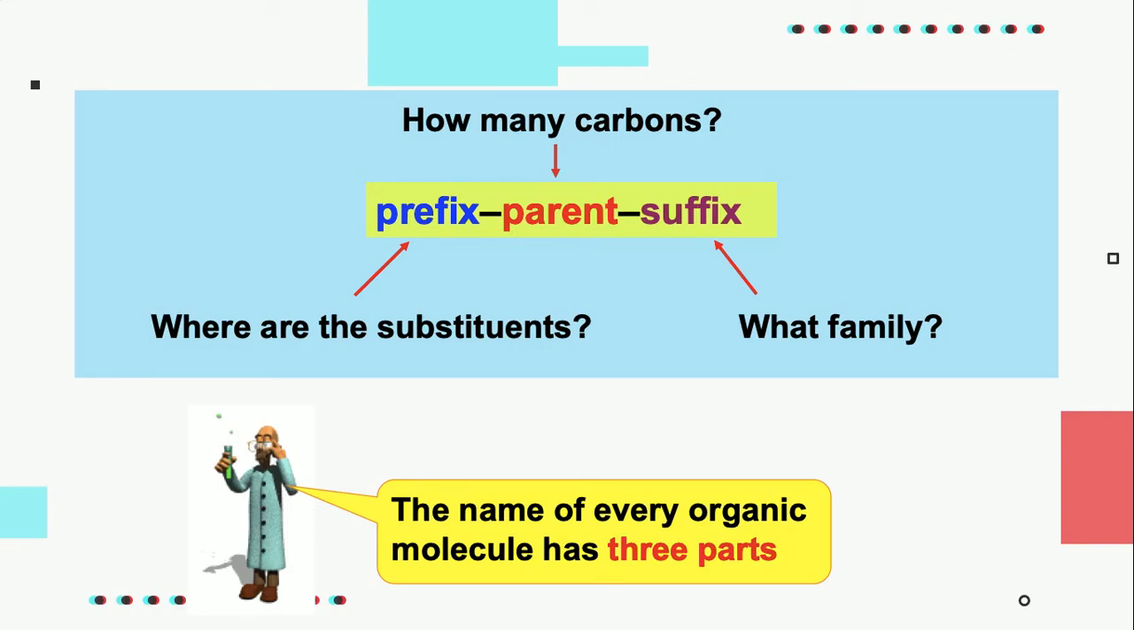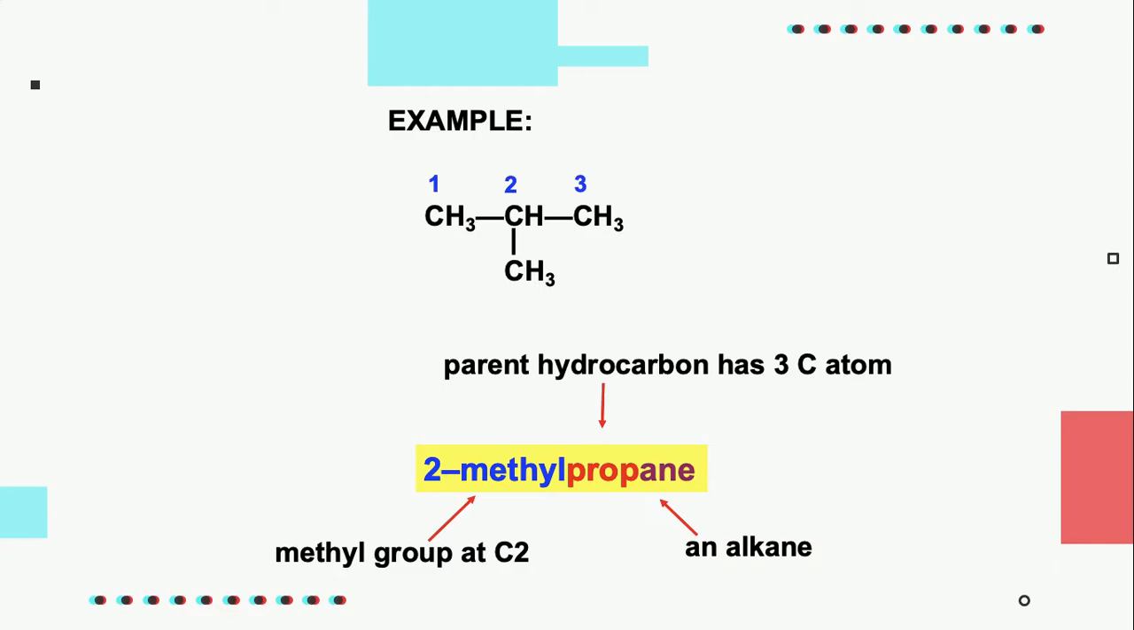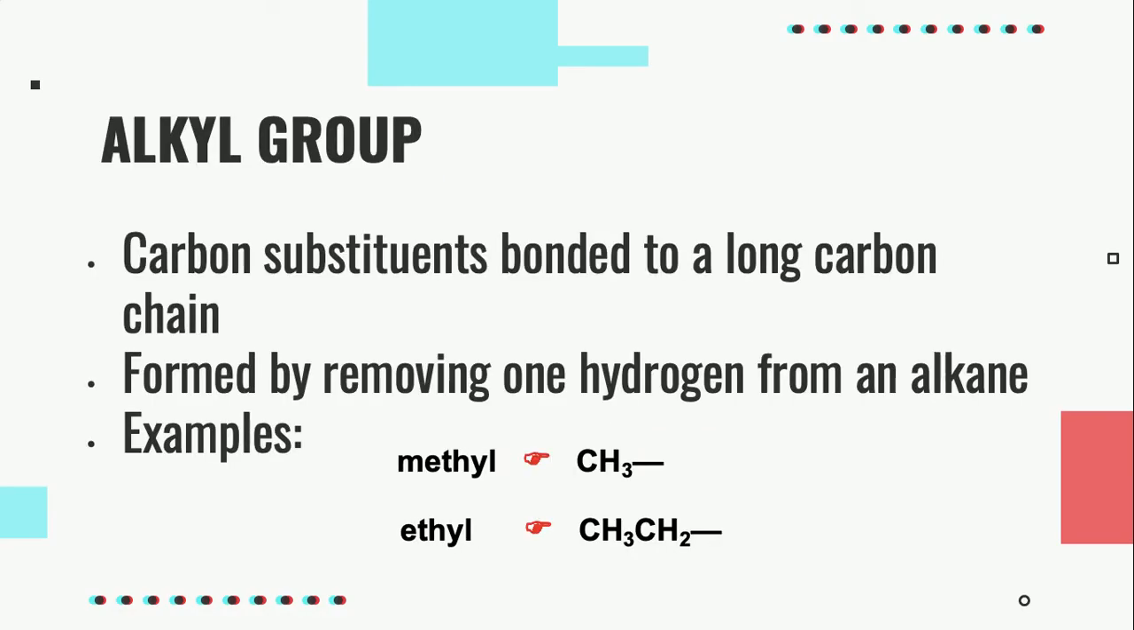The first part is the prefix. The prefix shows the location of the substituents. The parent indicates the number of carbons, and the suffix represents the family of the organic molecule. For example, 2-methylpropane. The prefix shows a methyl group at the second carbon. Prop means 3 carbons as the parent. Ane represents that it is from the alkane family.